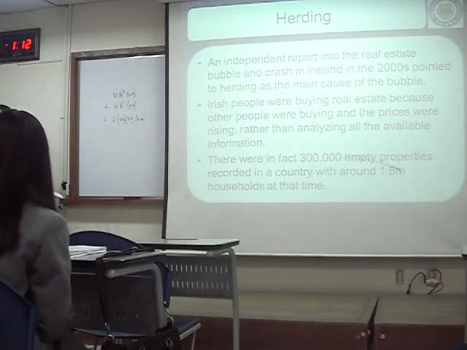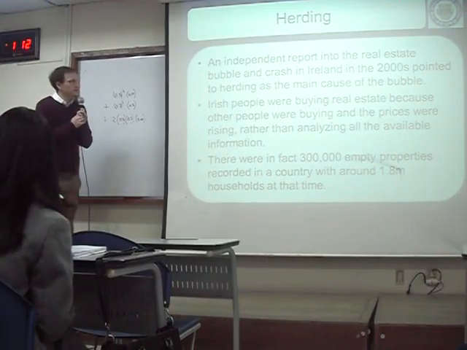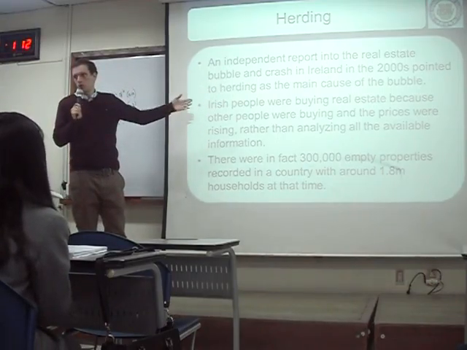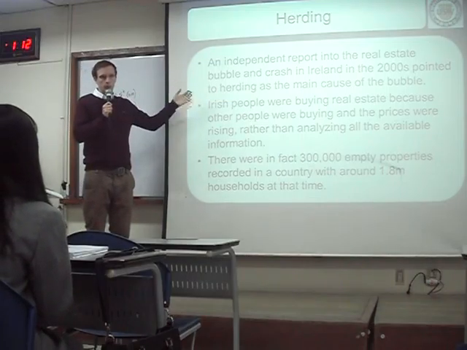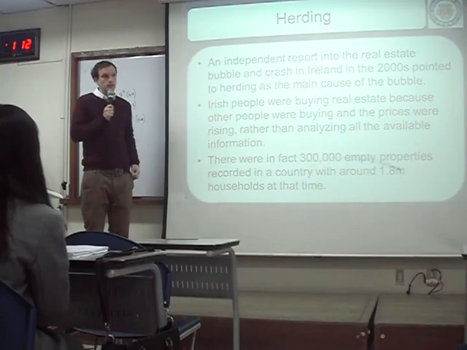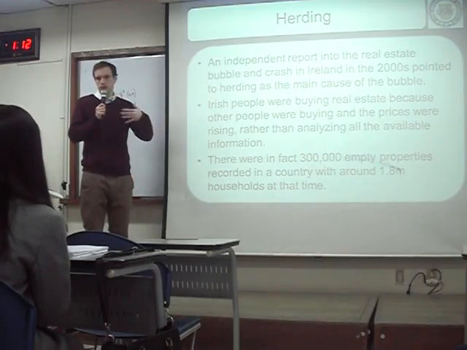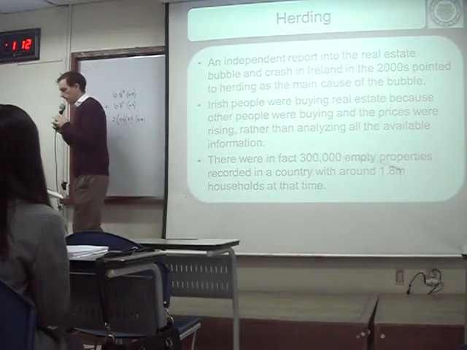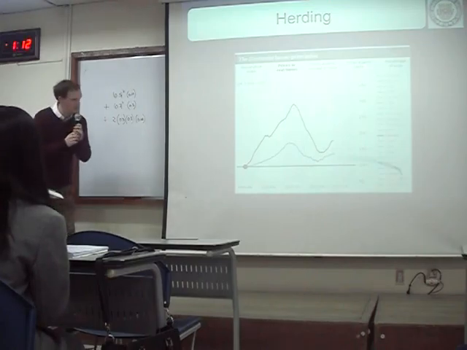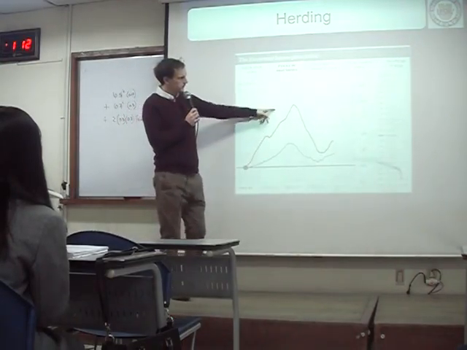So we're going to look at the example of Ireland. An independent report into the real estate bubble and crash in Ireland in the 2000s said herding was the main problem of the real estate bubble. Do you understand real estate? So the Irish government hired some guy from Iceland, or Finland, to come over and do an investigation. Tell us, what was the cause of the real estate bubble in Ireland, right? This is the real estate bubble. The prices went up here to 300 on the index and back down to 150. So the house price went up from 100 to 300.